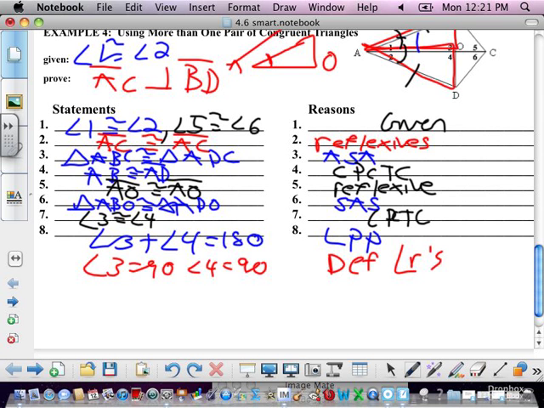If two angles form a linear pair and they're both 90 degrees, that means what? They're perpendicular. AC is perpendicular to BD by what? Definition of perpendicular. And that's it.